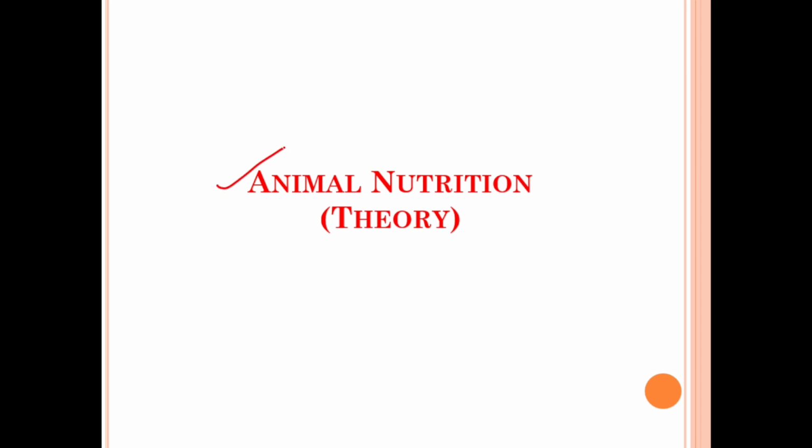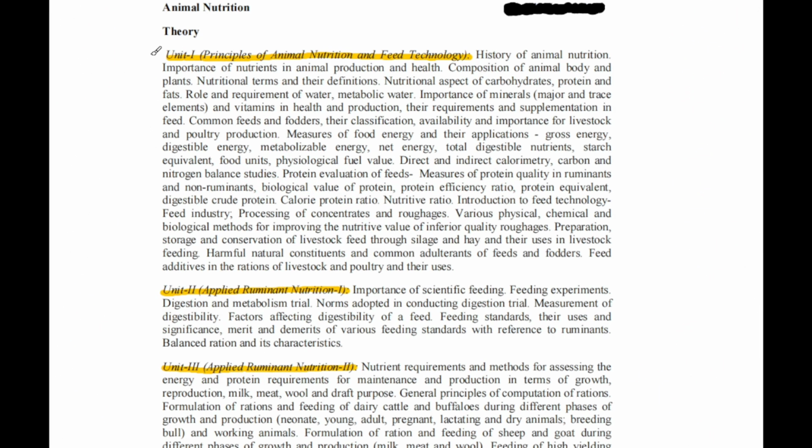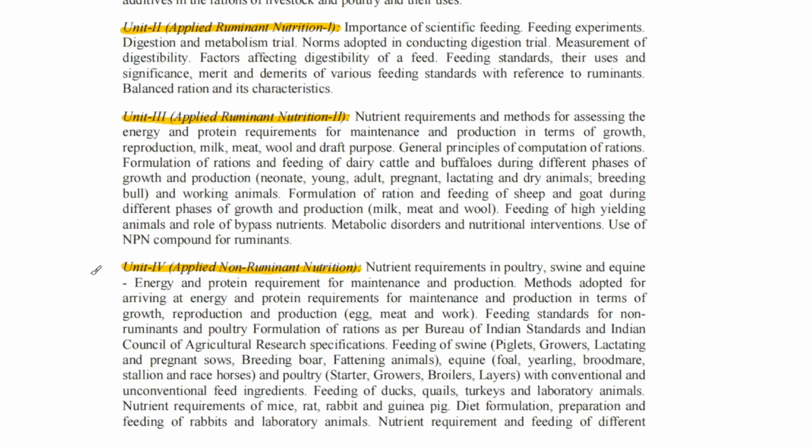Now moving on, we will discuss the syllabus for the theory portion of animal nutrition. For the animal nutrition theory portion, in total we have 4 units. Unit number 1 deals with the principles of animal nutrition and feed technology. Unit number 2 deals with applied ruminant nutrition part 1, and unit number 3 deals with applied ruminant nutrition part 2. And unit number 4 deals with applied non-ruminant nutrition.